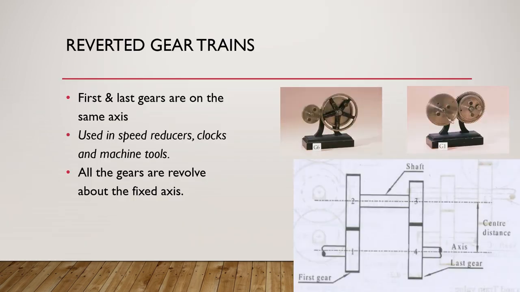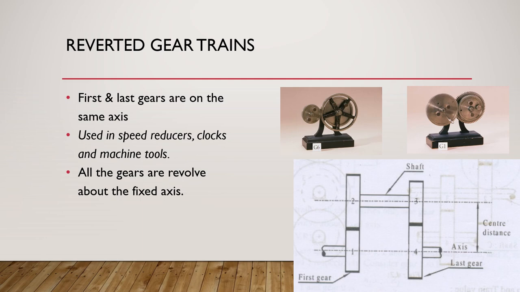Coming to the next type, that is the reverted gear train, which is almost similar to the compound gear train. In other words, I can say that it is the advanced version of the compound gear train. So here the rule remains the same. The first and last gear will be in the same axis. Apart from the rule which we already learned in the compound gear train, where the first and last shaft should have only one gear, intermediate shafts can have any number of gears. So that rule remains the same.